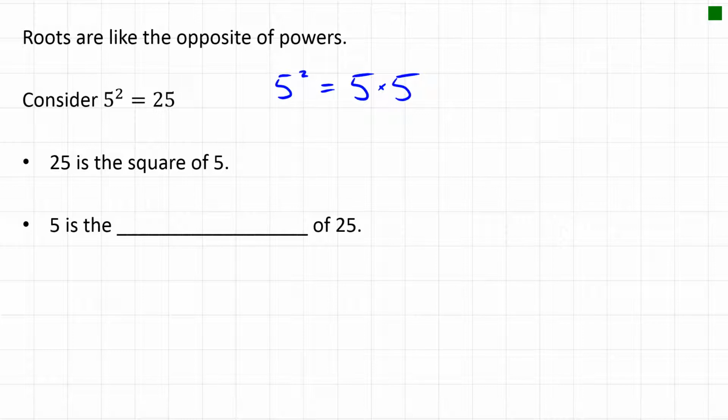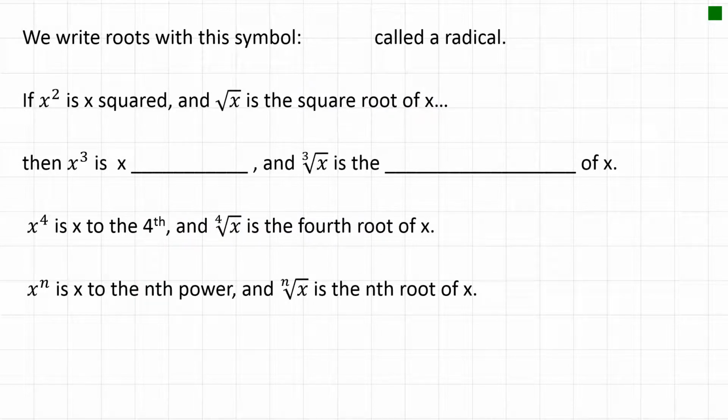So what we say is that 25 is the square of 5, or to say that in the opposite direction, we could say that 5 is the square root of 25. We write roots with this symbol here, which is called a radical.